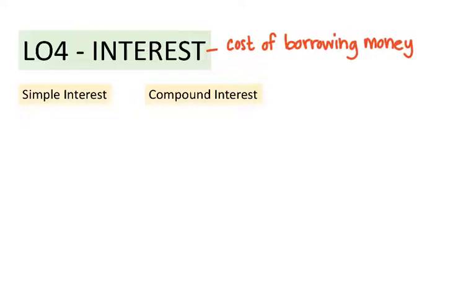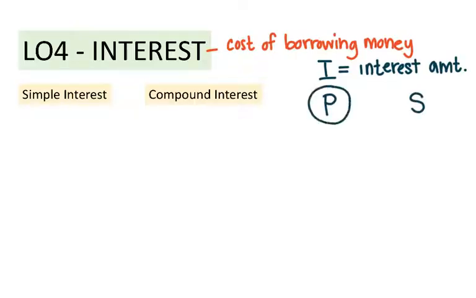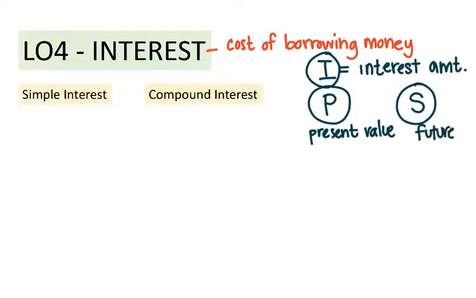Okay, before I give you the formulas and talk about the difference between simple and compound interest, I just want to explain some of the letters we will be using. We use the letter I to stand for interest, and it's an amount of money. So it's an amount, okay? And then there are two other letters, P and S, that we use a lot. And I want to describe the difference between P and S, because when you see word problems, you will see a lot of different vocab words describing these letters. So P is the present value, and S is the future value.